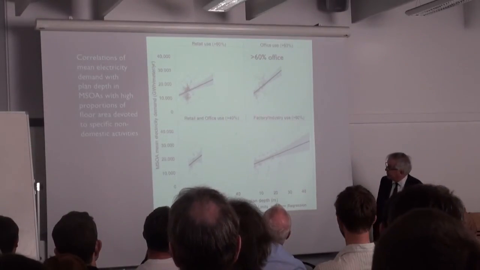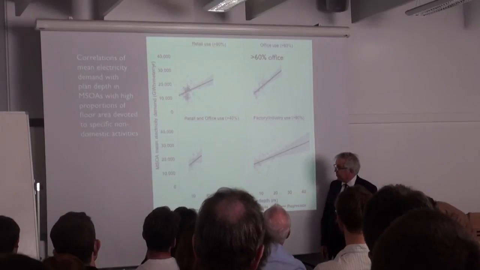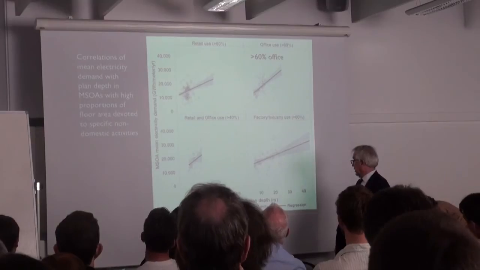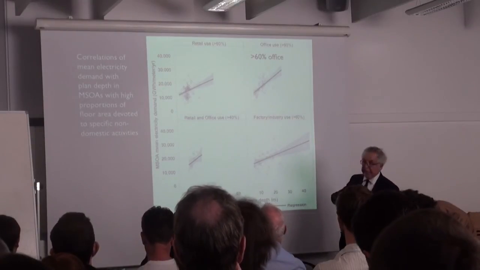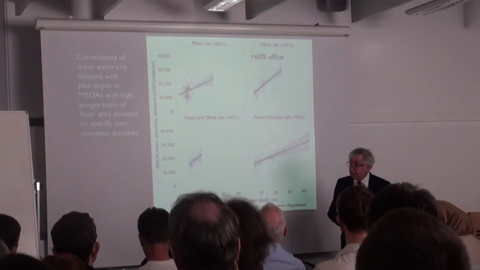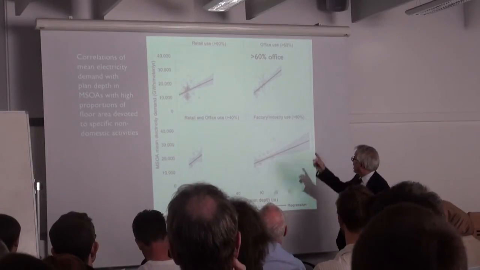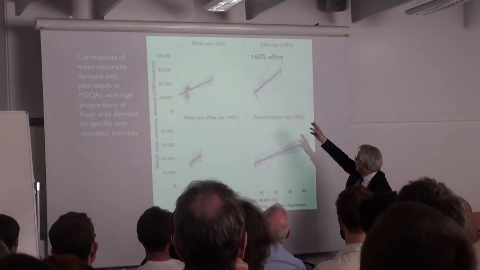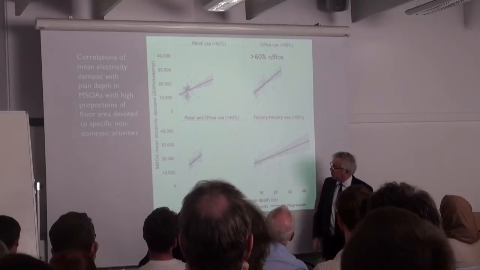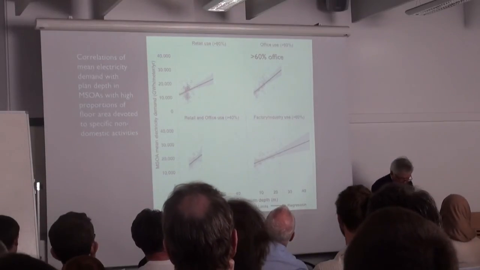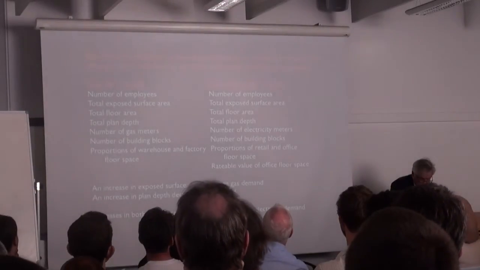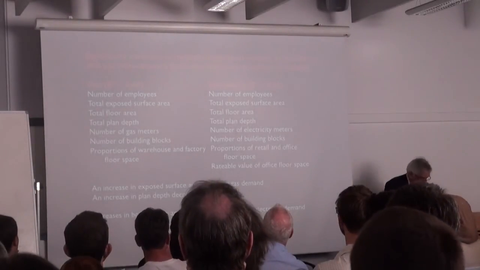And this is a further set of statistics which are to do with MSOAs in this case, again looking at plan depth, but picking out MSOAs in which there is a particular preponderance of non-domestic buildings of a particular type. And here there's more than 60% offices in these particular MSOAs, and you'll see that the regression is particularly steep against electricity use.